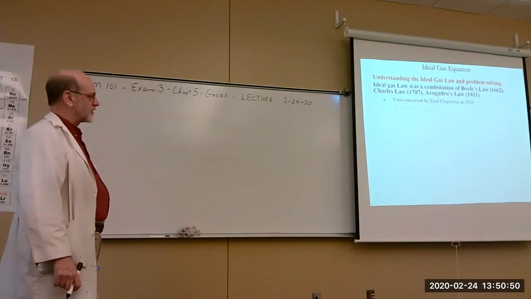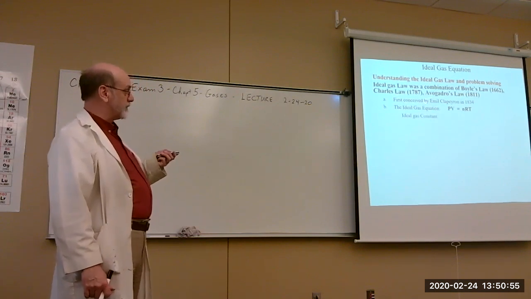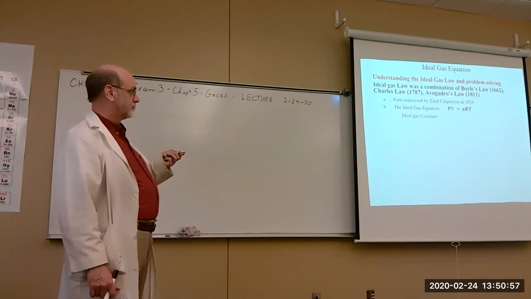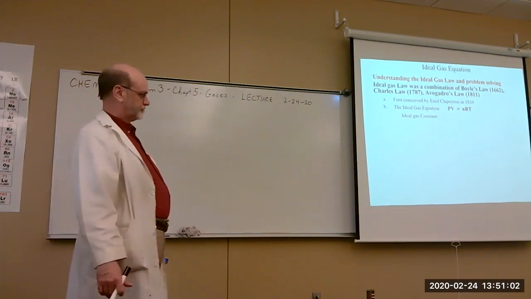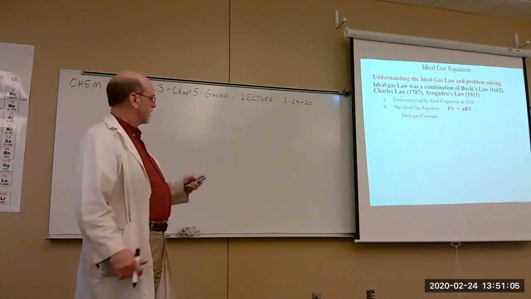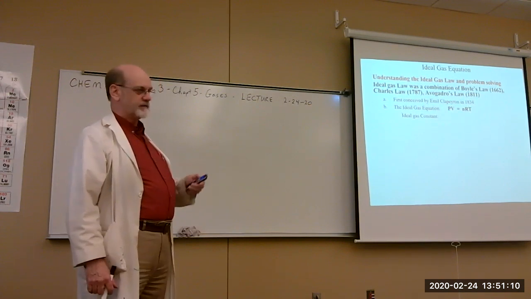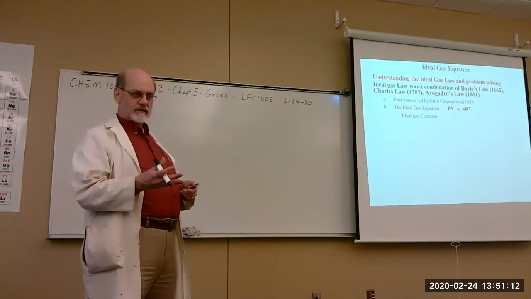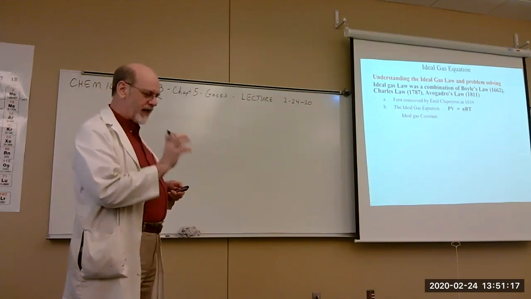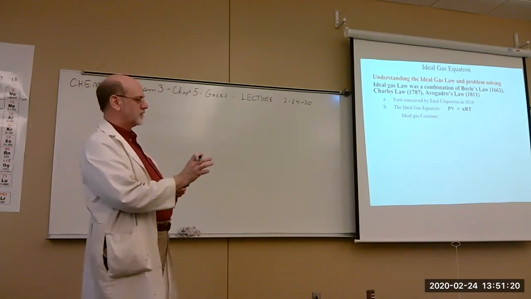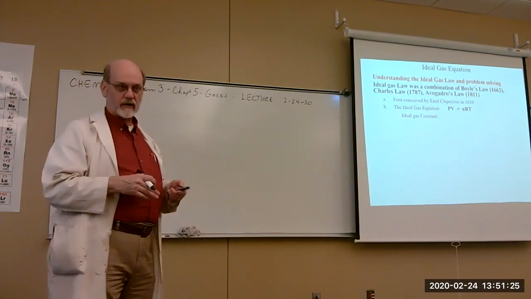So here's the ideal gas equation. And it was first proposed by Emil Clapeyron. We haven't been introduced to him yet, but you will be. And he said this relationship holds with R being our gas constant. And R changes the value of the number, if you will, based on the units that are required.